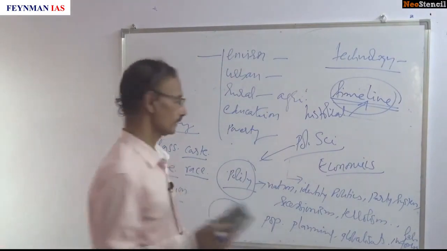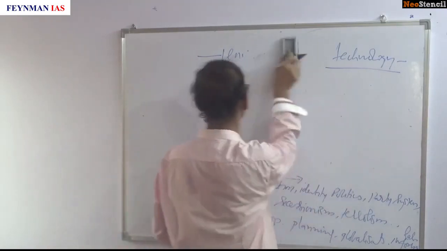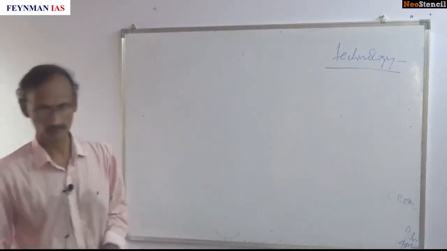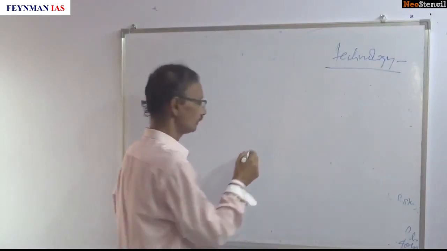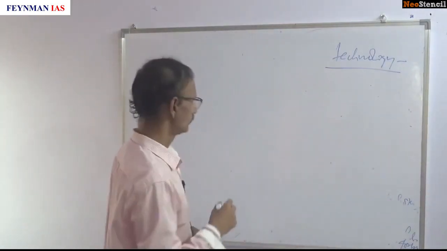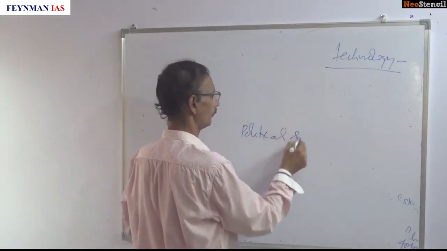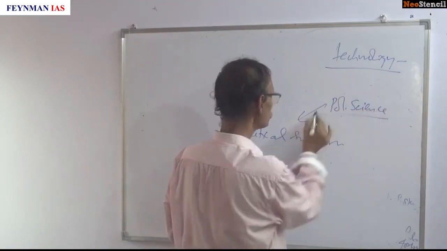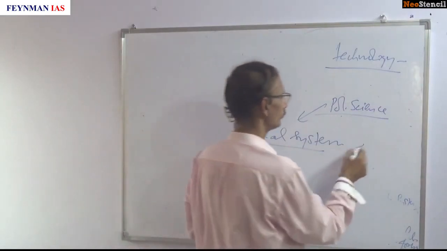And when it studies all aspects, it doesn't study them separately. If it studies separately, then it becomes like a sub-discipline of specialized studies. So when it studies the political system, which may be studied by political science, sociology links the political system with other systems.